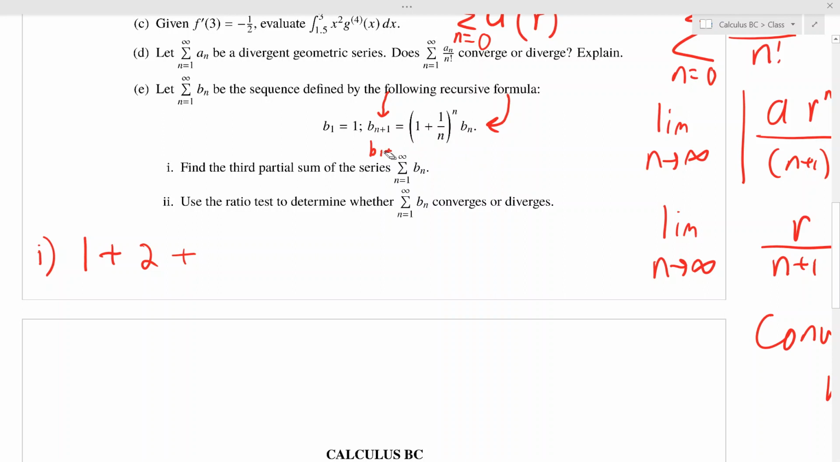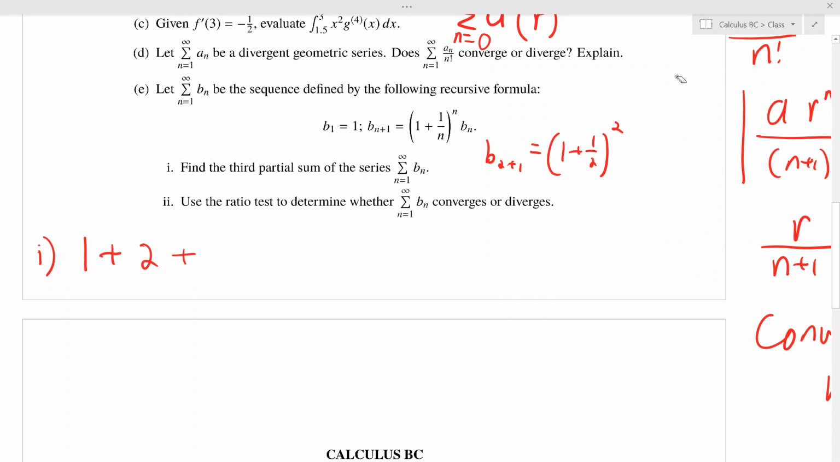Then to get b sub 3, I need to plug a 2 in, so it's b sub 2 plus 1, which is b sub 3, but n is really 2, so it's 1 plus 1/2 squared times b sub 2. And b sub 2 was 2. So 1 plus 1/2 is 3/2, squared is 9/4, and times 2 is 9/2. So that would be 2/2 plus 4/2, which is 6/2, plus 9/2 is 15/2. That's the third partial sum.